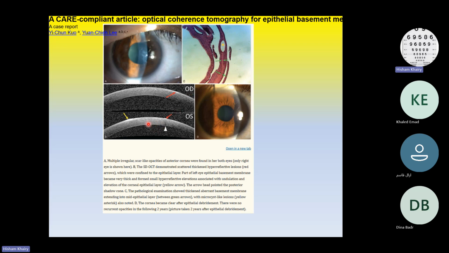And as you can see before the debridement with anterior segment optical coherence tomography, there is a hyper-reflective elevation associated with undulation and elevation of the corneal epithelial layer. Here you can see there is a posterior shadow because of this hyper-reflective layer. Two years after the debridement, the condition is much better.